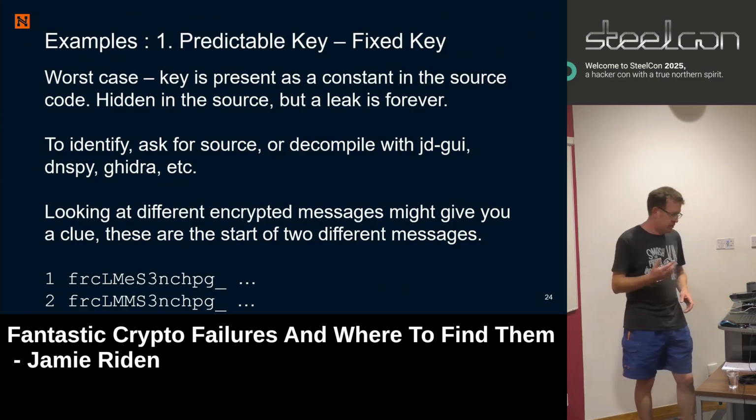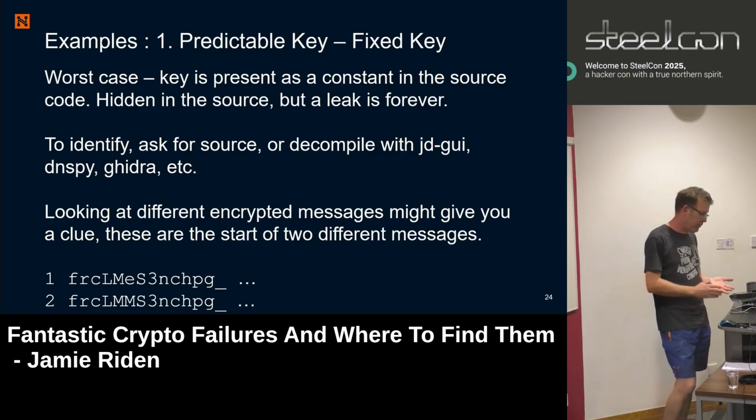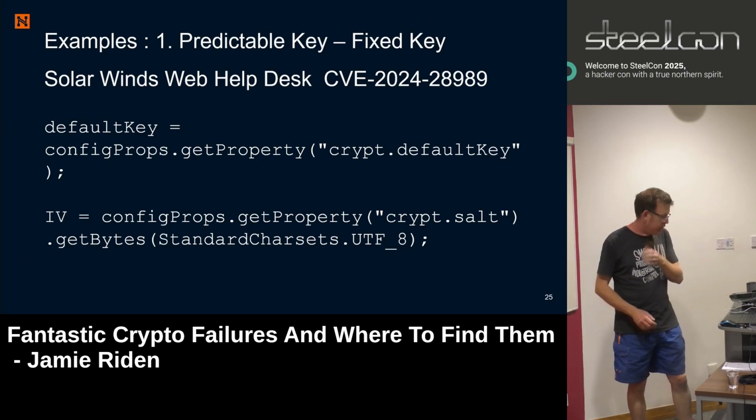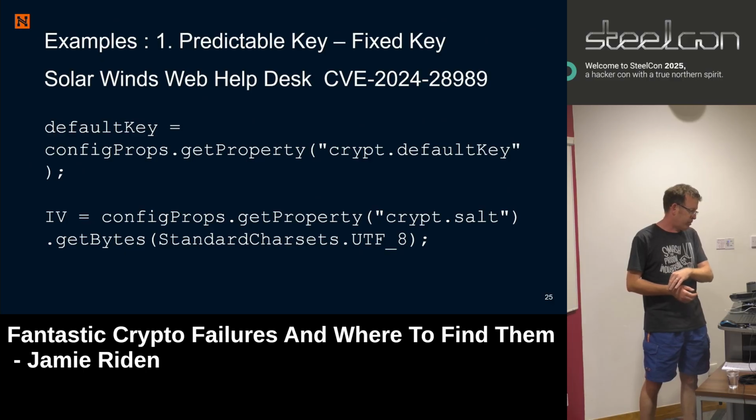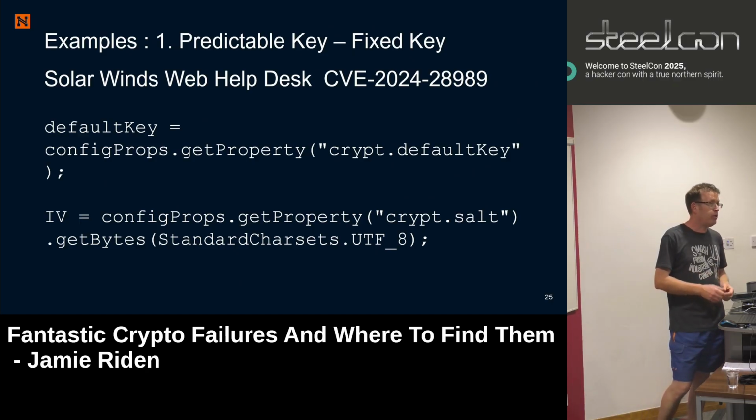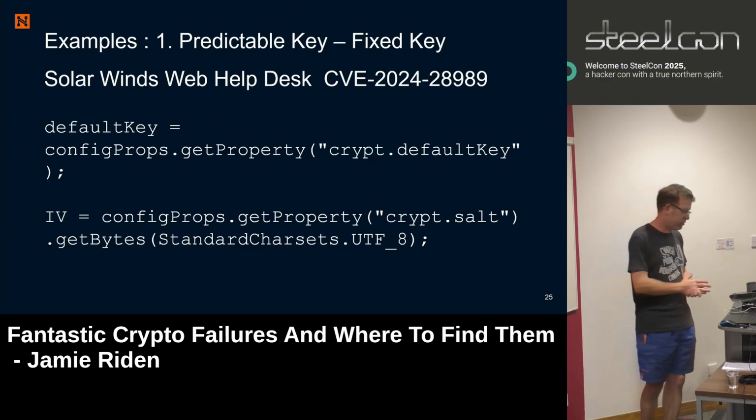So looking at these two encrypted messages, from what I've said just now, you can see there's something wrong. If those two pieces of data are encrypted and they have the same lead in, they've not been changing the IV. You can see that straight away. And in fact, if you look at the code, it just says default key, get it from a property file, crypt default key, get the salt, by which they actually mean IV in this case, and use that. So initially we thought all the encryption operations were just using a single IV and salt, which obviously makes it very easy to decrypt everything.